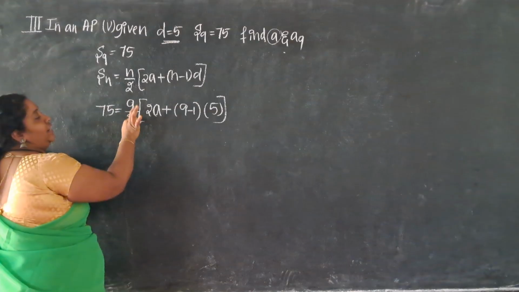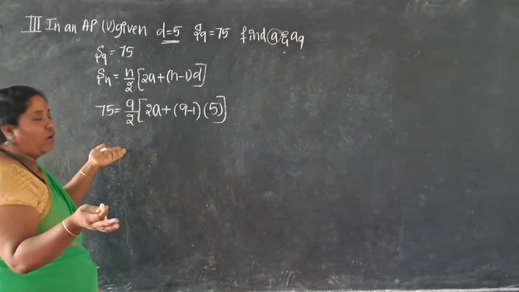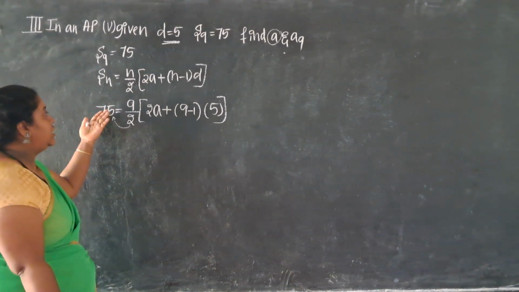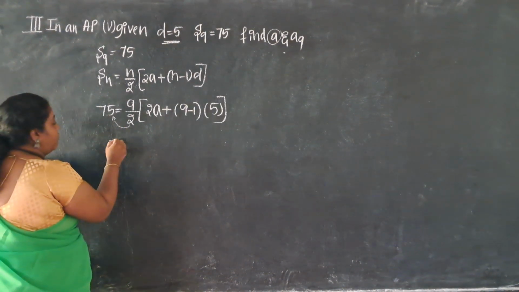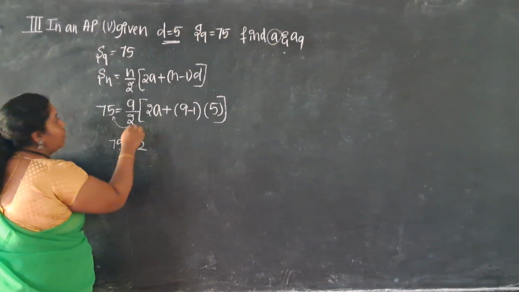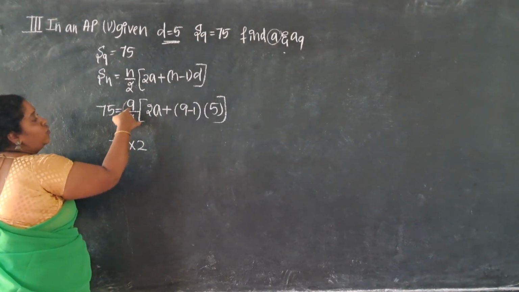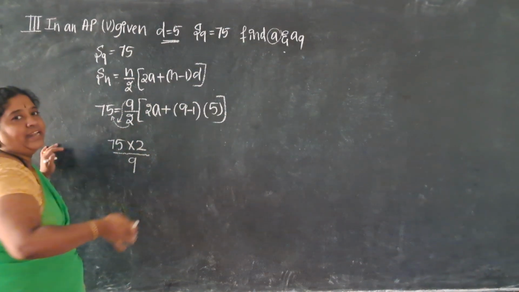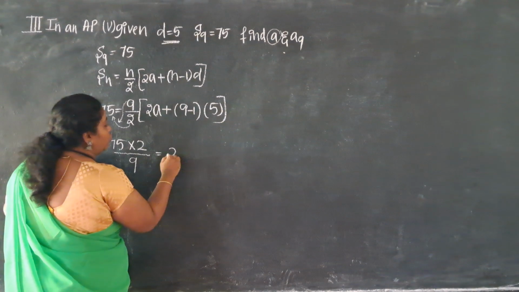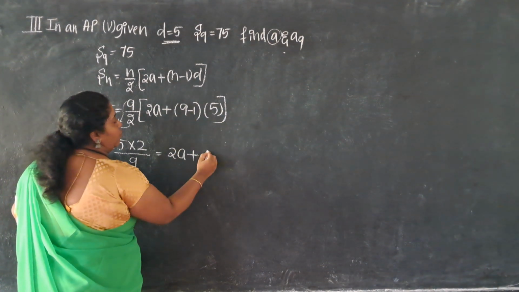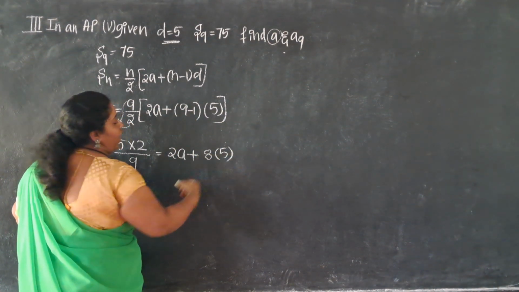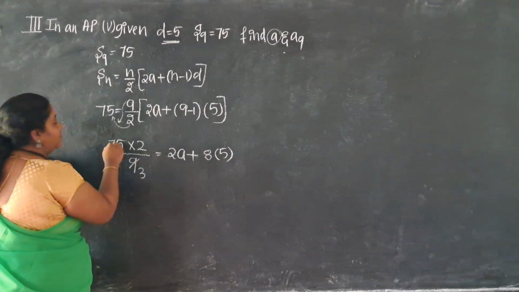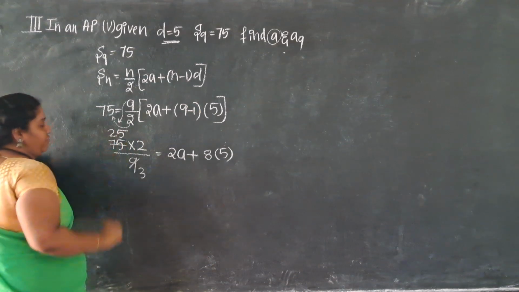Okay, now let me simplify. What I do here, 9 and 2 are not divisible by 2. 9 is not divisible by 2. So I'll send 2 to this side, dears. Division by 2 turns to be multiplication. So I'll be having 75 into 2. When 9 comes this side, the numerator 9 comes to the denominator. That is, 9 by 2 becomes 2 by 9. Understanding? Is equal to 2a plus 9 minus 1, how much, dears? 8 into 5. Clear? Okay. Now, see, 3 3s are, 3 2s are 6, 3 5s are 15.